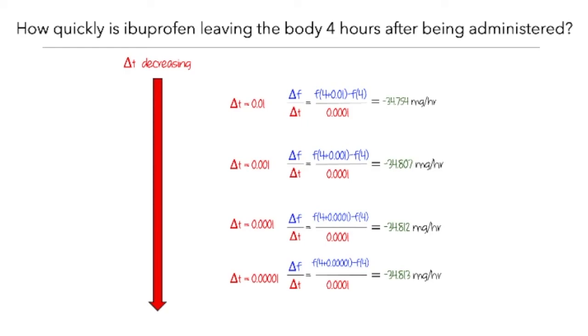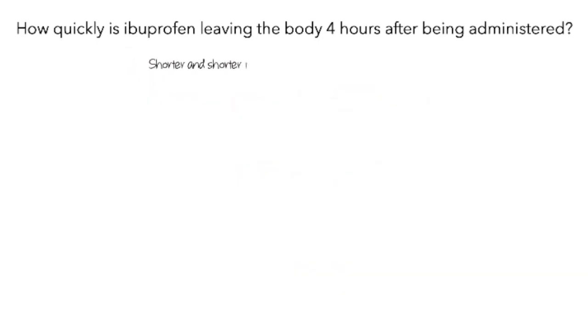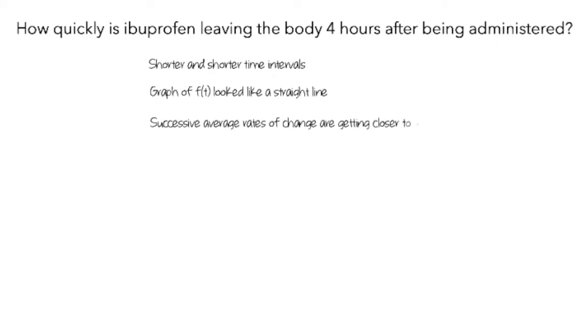So as we make the time interval smaller, these average rates of change appear to be getting closer to a particular number, roughly negative 34.813 milligrams per hour. To summarize what we have observed, as we look at shorter and shorter time intervals, the graph of f of t looks more and more like a straight line. It is getting closer to having a constant rate of change. As this happens, the successive average rates of change are getting closer to a particular number.